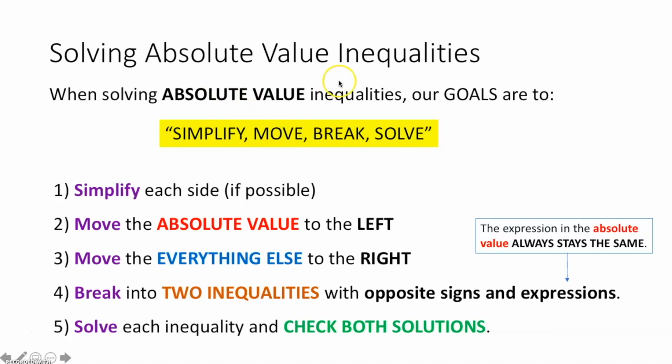Now let's talk about solving absolute value inequalities. So when solving absolute value inequalities, our goals are to simplify, move, break, solve. This is just like when we solved absolute value equations, except now it's inequalities. So first, we want to simplify each side if possible.